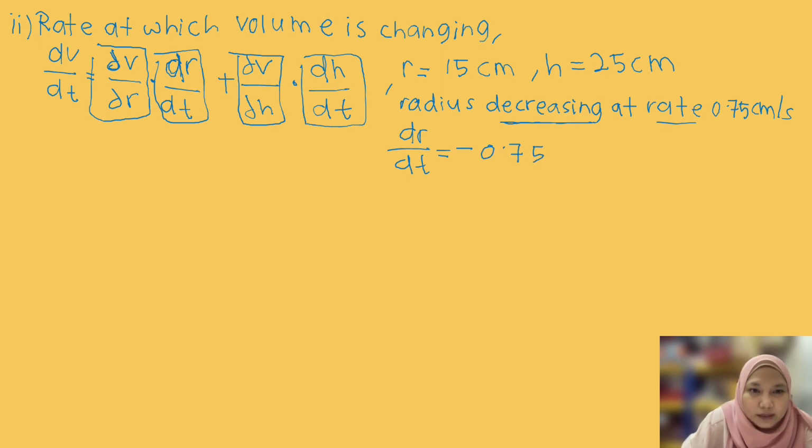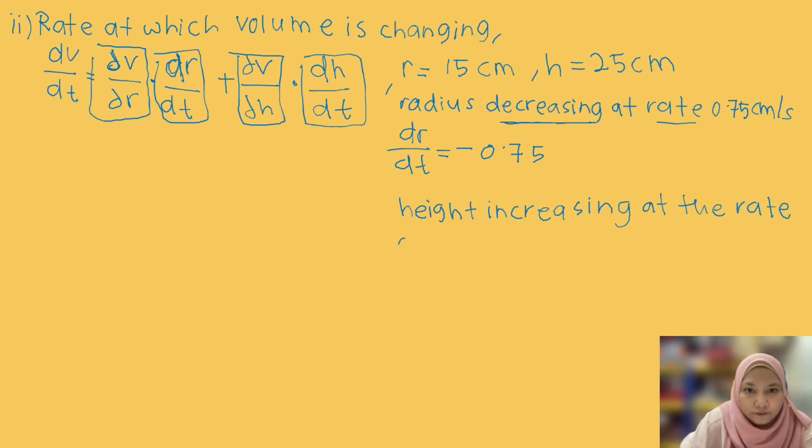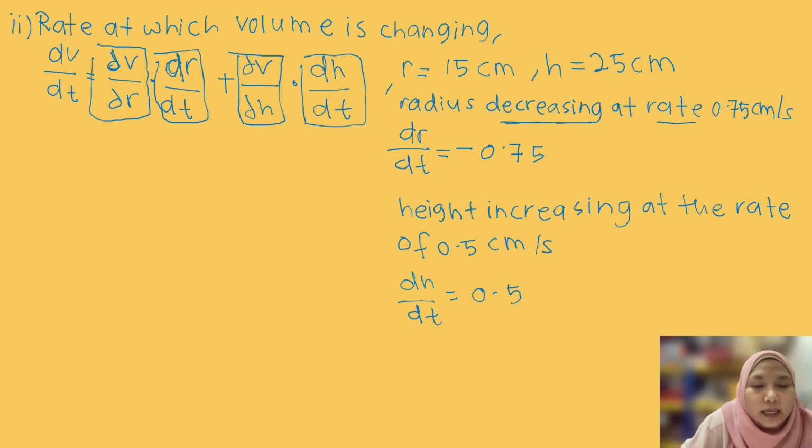Another information given is the height increasing at the rate of 0.5 centimeter per second. So this indicates the value of dh/dt. This is increasing, so we only have positive 0.5, no negative. Now we have our dr/dt and also dh/dt. So what we need to find is dV/dr and also dV/dh. So how to find these two?